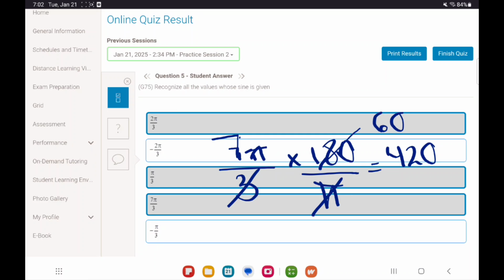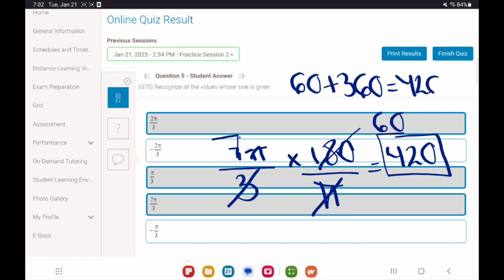Okay, let's do it on our calculators. Like I said, check every single answer. This is not an excuse for 180 rotations, but if you want to remember, sine, and every single trigonometric ratio, rotates every 360. Okay, so 60 plus 360 equals 420, by the way.